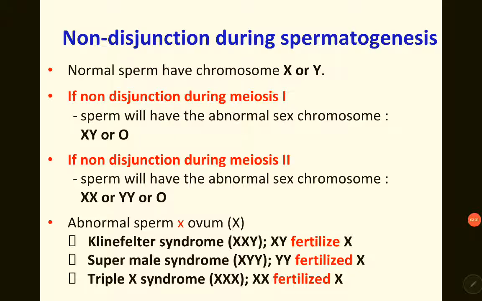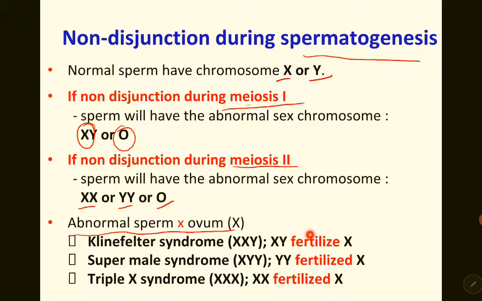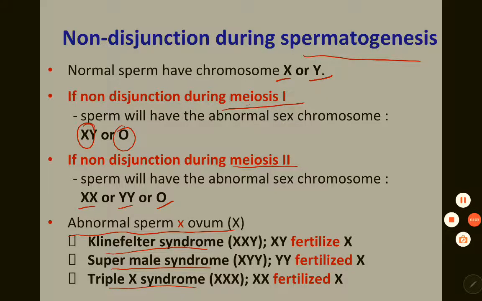However, if non-disjunction occurs during spermatogenesis during meiosis 1, the sperm will have abnormal sex chromosomes, which are XY or O, instead of X or Y. If non-disjunction occurs during meiosis 2, the sperm will have XX or YY or O. So when the abnormal sperm fertilizes a normal ovum, this results in the syndrome faced by the individual. Let's see the diagram, how it occurs.